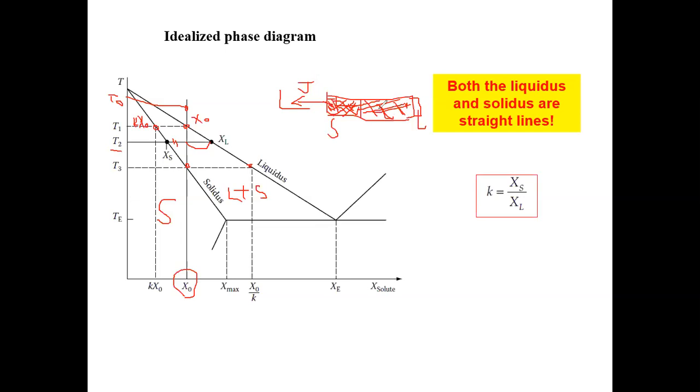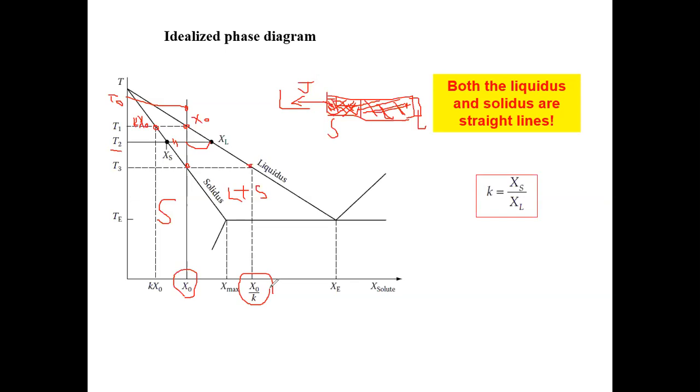Roughly speaking, what is the composition of the solid? It's X naught, right? Based on the phase diagram. Okay, what is the composition of the liquid? If my XS equals X naught, what is the composition of the liquid? It's X naught divided by K. Does this make sense to everyone?